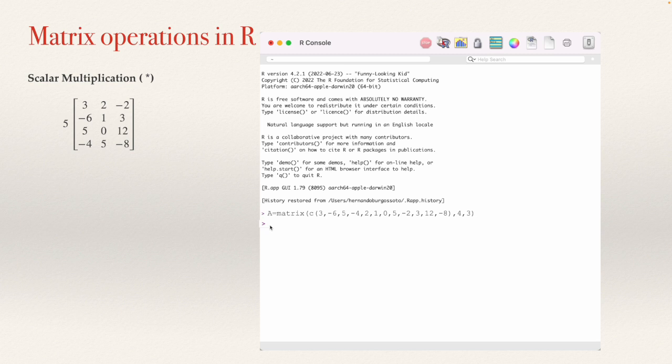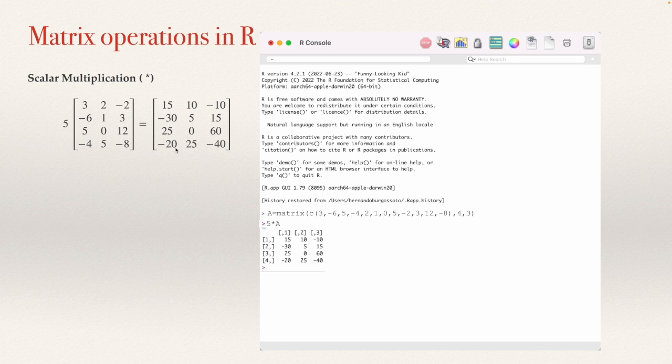Okay, in this case, we're going to multiply just 5 times A. So we type 5 times A and press enter. When you press enter, R will give you the answer of this multiplication. So you can type the answer here: 5 multiplied by this matrix will be this matrix.